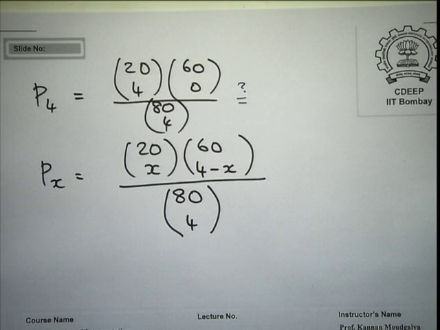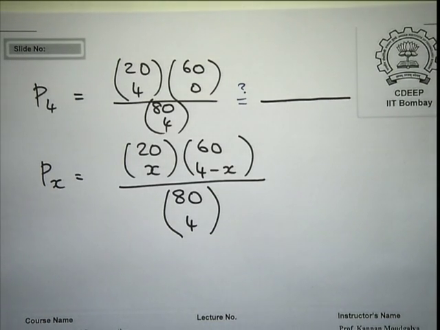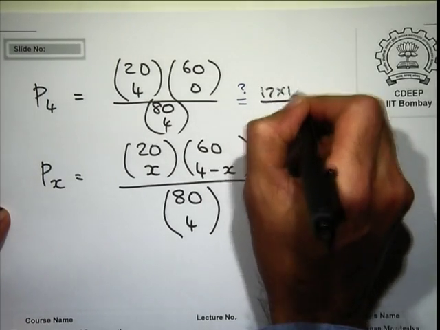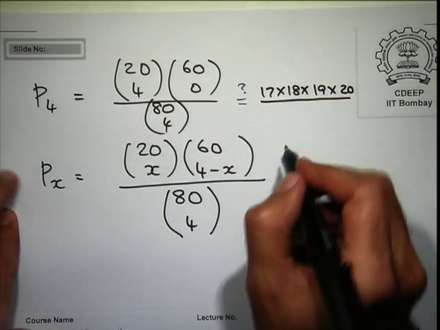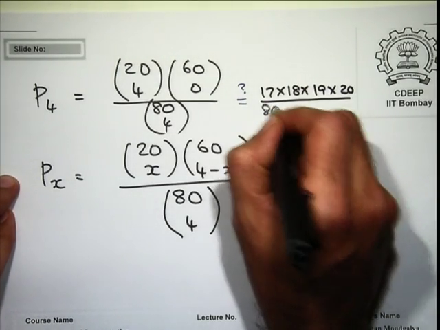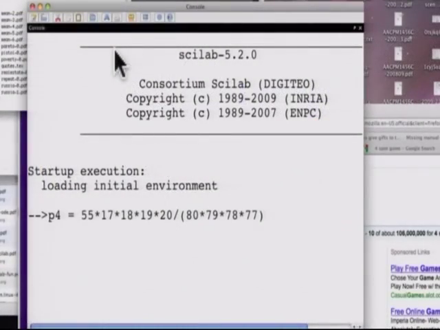Does anyone have? Supposing I just simplify it. Numerator is the product of some factors, denominator is the product of some other factors. Anyone got this? We can show that this is nothing but 17 times 18. After cancelling terms, you will be left with these, and then in the denominator, okay, and then what I have done is I had done this calculation in Scilab. I have multiplied by 55. That is the money that you will earn if this happens.